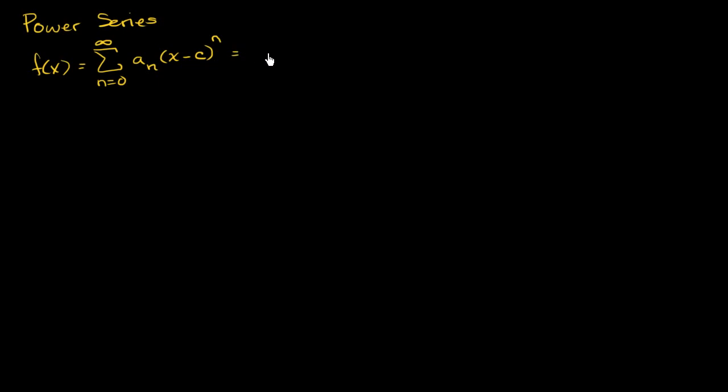So if I were to expand this out, I have my first term's coefficient a sub 0 times x minus c to the 0th power, plus a sub 1 times x minus c to the first power. This one, of course, will simplify to just a sub 0. This would simplify to a sub 1 times x minus c, plus a sub 2 times x minus c squared. And I could just keep going on and on and on.